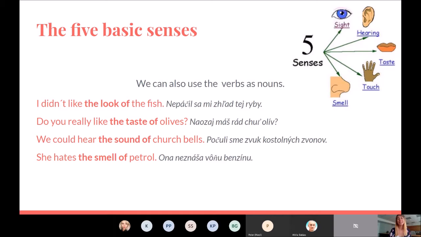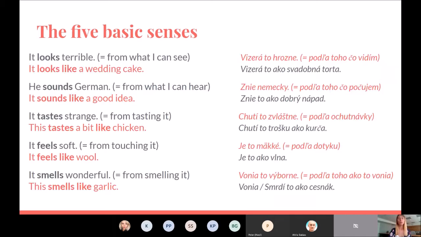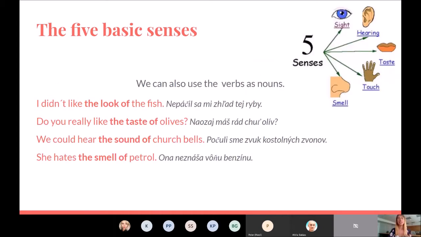The third example sentence is we could hear the sound of church bells. So sound of something. The sound of the prayer or the sound of the song. We could say it sounds very nice, or the sound of it is very nice. V preklade zvuk. Zvuk niečoho.